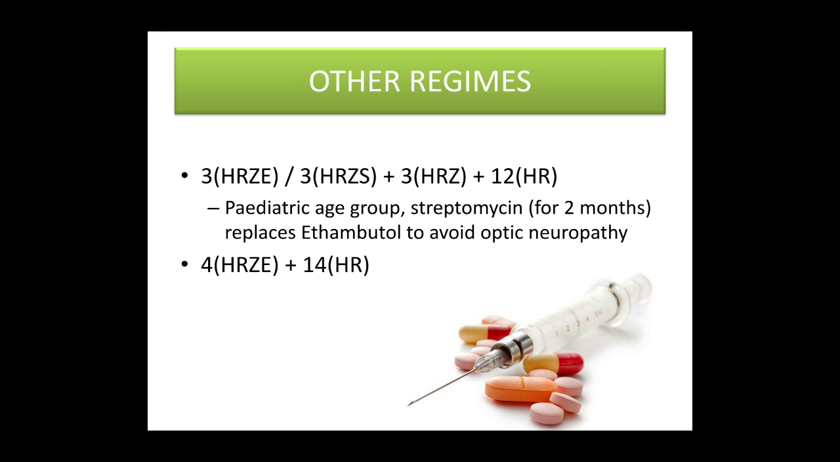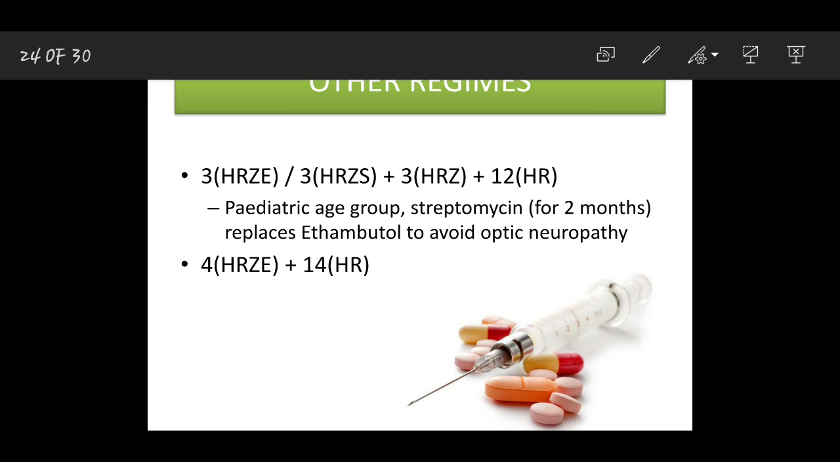What we do in the spine is basically INH, rifampicin, pyrazinamide, ethambutol in the intensive phase, which is for 2 months, and in the continuation phase we use only INH and rifampicin. Obviously, vitamin B6 is supplemented in both the phases.